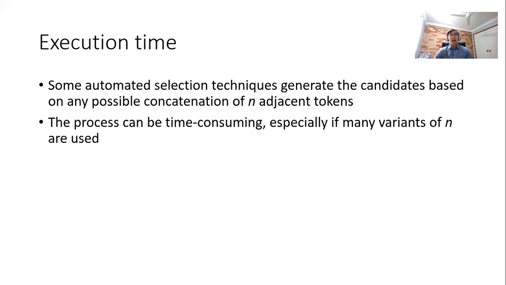The last one is execution time. Some automated selection techniques generate the candidates based on any possible concatenation of n adjacent tokens. This kind of process can be time-consuming, especially if many variants of n are used.